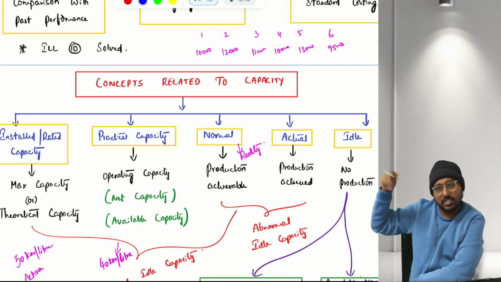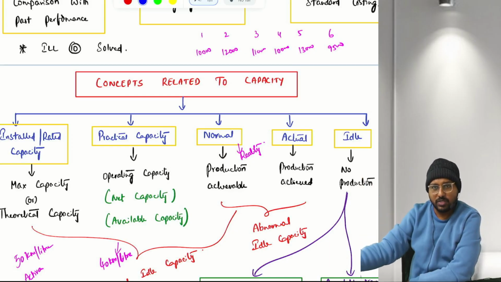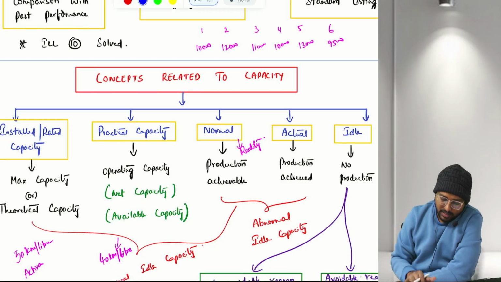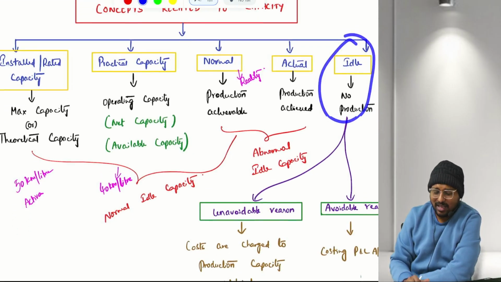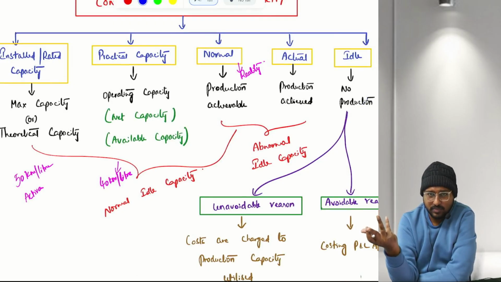Take 6 months or 7 months or 8 months or 10 months or 12 months average, and that becomes your normal capacity. Are you able to get me? Everybody, right? Yes, right. And then obviously you'll have something called idle capacity. Idle capacity means the capacity to that extent you haven't utilized.